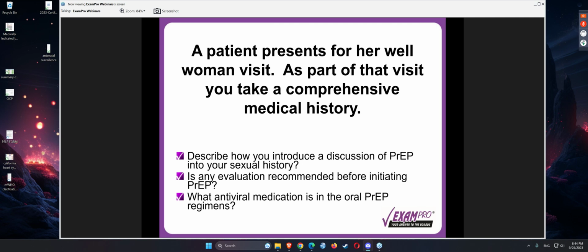And then, what antiviral medication is in the oral PrEP regimens? I think this is a hard question that most of us are not going to know the answer to. So this is an example of how, as you go through a scenario, the questions get harder, to something that a majority of us probably wouldn't know. Tenofovir, TNF, I think is the abbreviation used for it, is the common antiretroviral in the oral regimens. And again, they have combinations, but that's the one that's in all of the current oral PrEP regimens. And I think that is the end of this case.